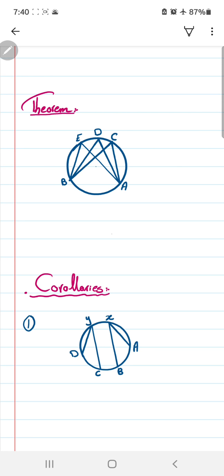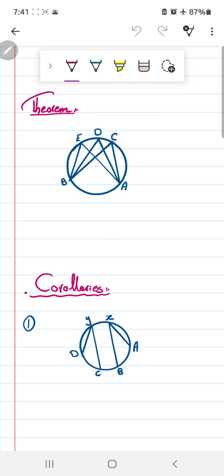Hello everyone, our lesson today is lesson 4 in unit 5, inscribed angles subtended by the same arc. We have here a theorem: in the same circle, the measures of all inscribed angles subtended by the same arc are equal in measure. It means here we have the measure of angle C, the measure of angle D, and the measure of angle E. What did you notice?